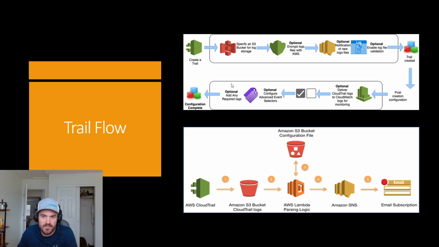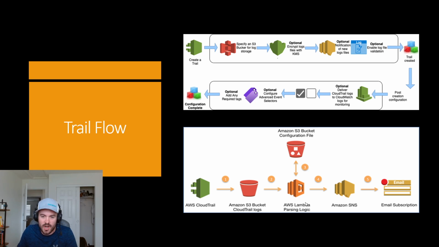Okay, so we now have this trail here that we're ready to deploy and use to start monitoring API calls within our account. So now if we come down here, we've got our AWS CloudTrail here. It's depositing logs into this S3 bucket that we specified up here. So now for this particular trail, maybe we are doing something in Lambda, we're just parsing logic. We're doing something in Lambda.